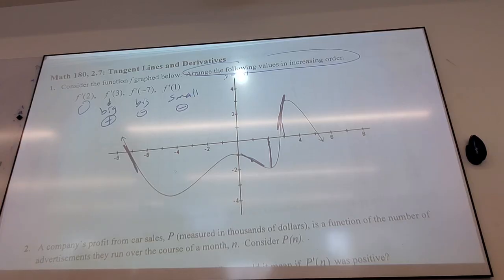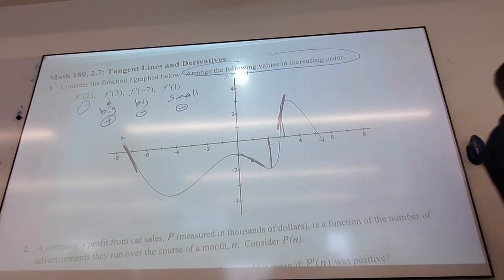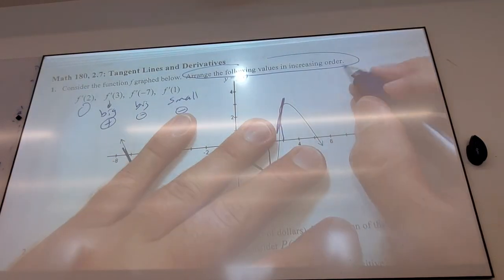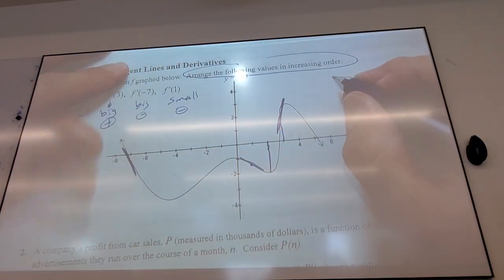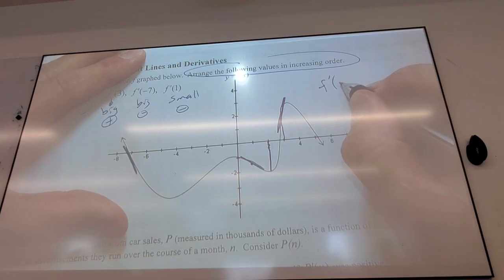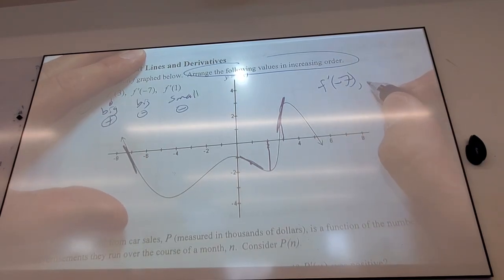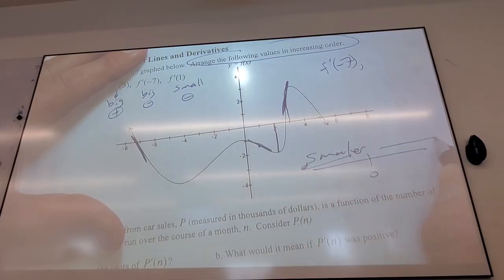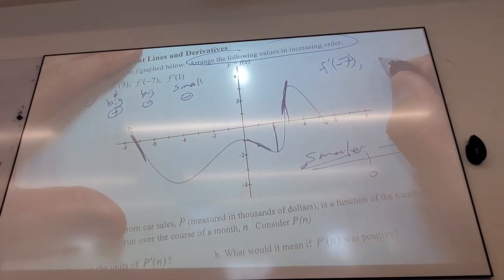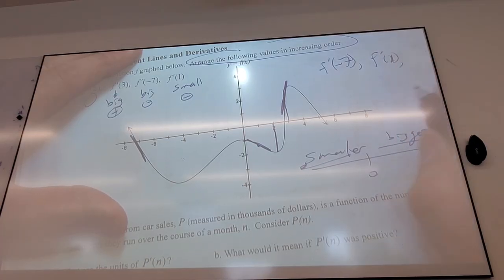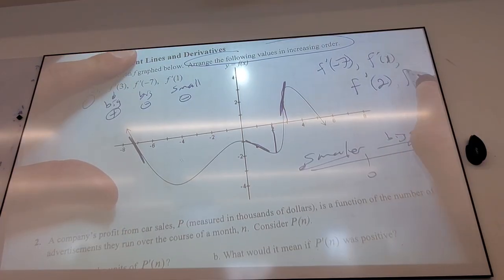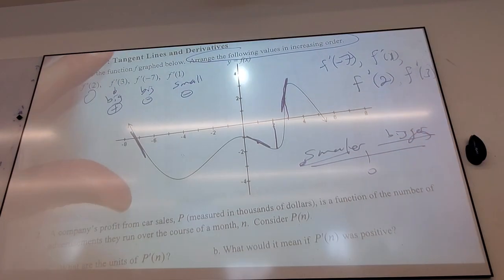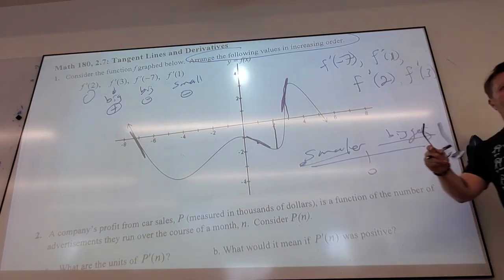So, in increasing order, what's the smallest? F prime of -7. It's big negative. And then what's the next bigger? And of course, we all know on a number line, this is smaller. This is bigger. So what's the next one? F prime of 1, because that's still negative, but it's not as big negative. And then what's the next one? F prime of 2, because that's 0 now, and then of course now I'm in positive territory, so the biggest is f prime of 3. In terms of the ones we looked at.